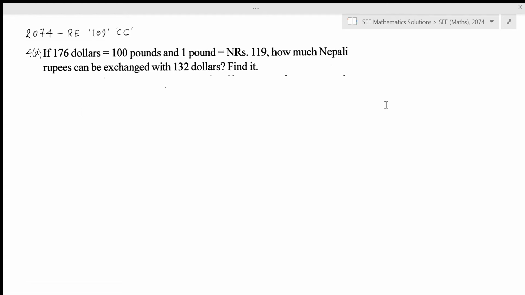I'll remind you while doing other problems as well, but for now let's use that to do this problem 4a. We are doing problems from 2074 RE109CC set, and problem 4a is a problem from chain rule or unitary method. Here the relation between dollars and pounds is given, and pounds and Nepalese currency is given, but we have to find the direct relation of US dollars and Nepali rupees, and we have to find the value of $132. Let's see it.